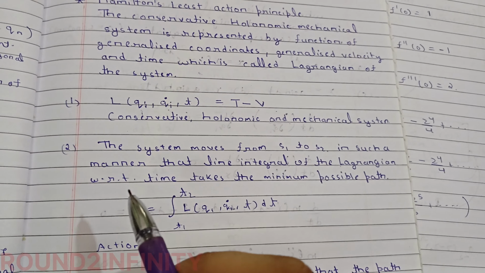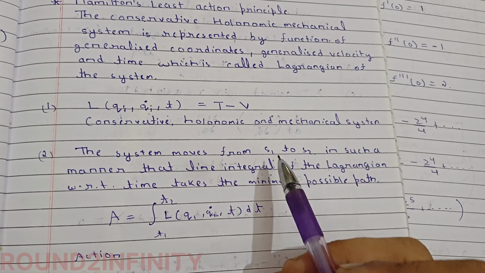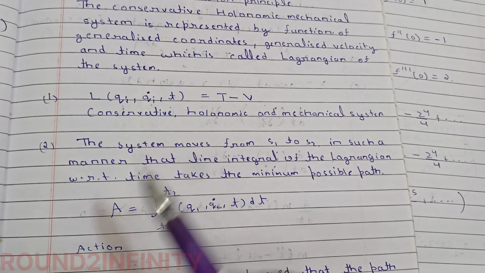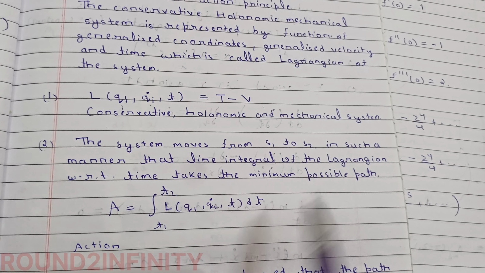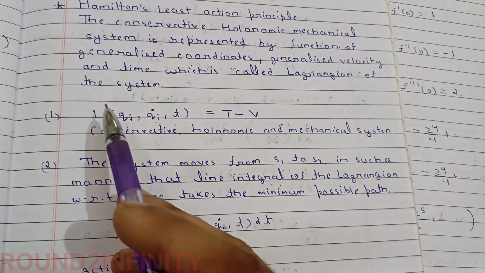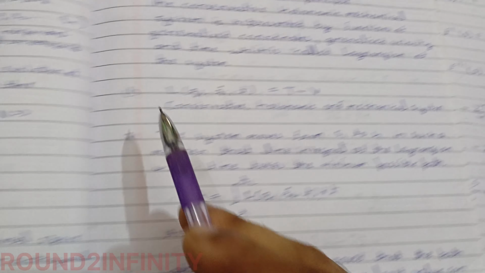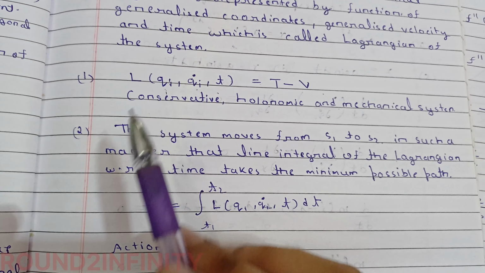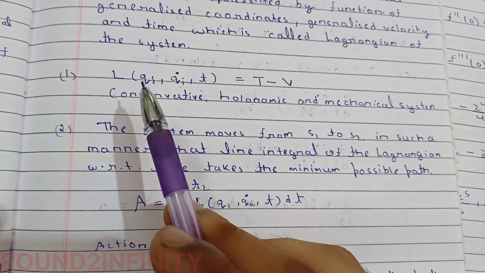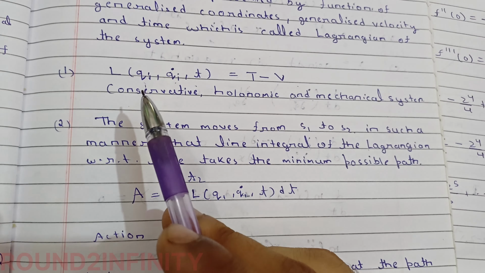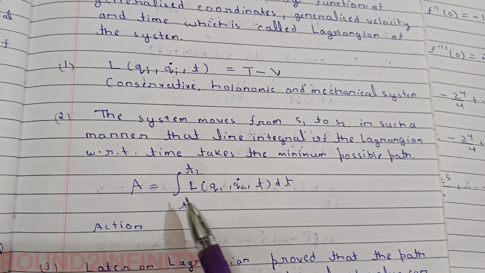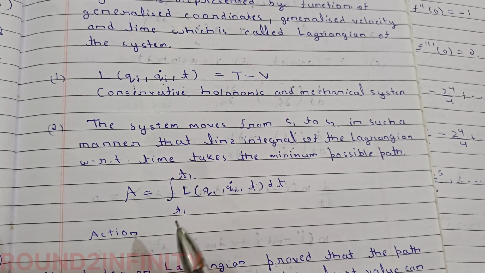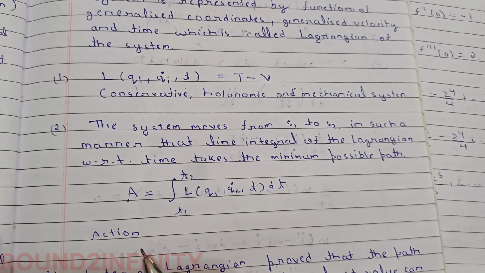Now Hamilton said that the system moves from S1 to S2 in such a manner that the line integral of the Lagrangian with respect to time takes the minimum possible path. So the line integral of this in this configuration space will give you the minimum path. The path for which this integration will be minimum will be the path taken by the system, and we call this the action of the system.